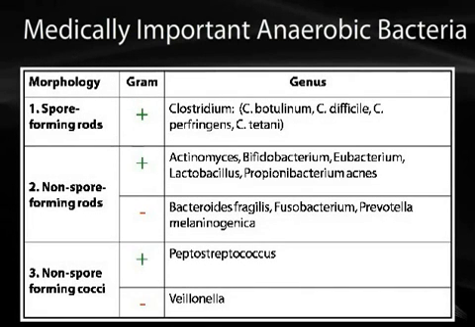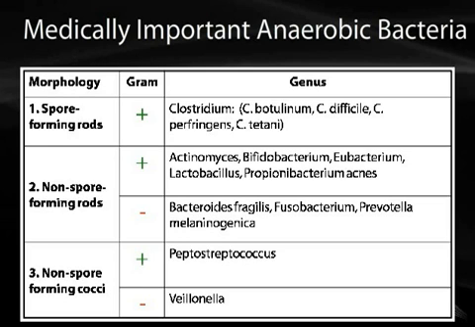There are a number of medically important anaerobic bacteria, and they're frequently tested, so we'll go over them briefly. Spore-forming rods, which are gram-positive, include the genus Clostridium, which is Clostridium botulinum, Clostridium difficile, Clostridium perfringens, and Clostridium tetani. Non-spore-forming rods of gram-positive type are Actinomyces, Bifidobacterium, Eubacterium, Lactobacillus, and Propionibacterium acnes.